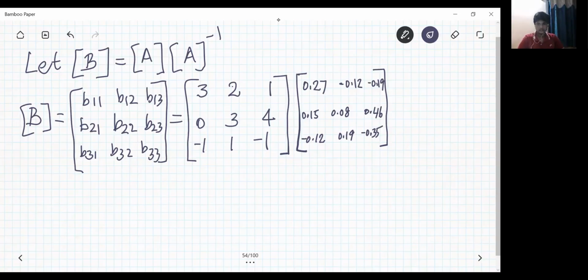So write down what is B11, B12, B13, etc. All of them. Then you can fill up.